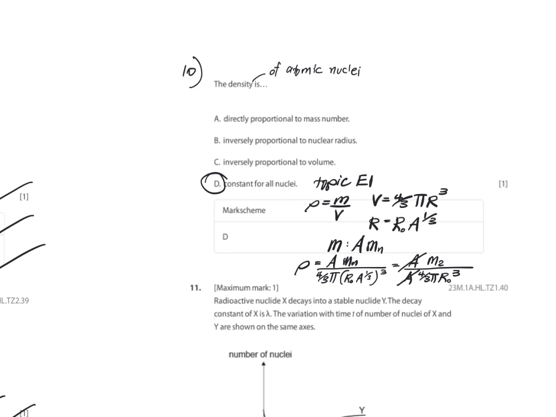The atomic number cancels out, and so that density depends on the atomic number times the mass of a nucleon divided by the atomic number again times 4/3 pi Fermi radius to the third, and so all of those things are constant, and so the density of all atomic nuclei is constant for all nuclei. But that's not really an E3 question. Anyway, number 11.